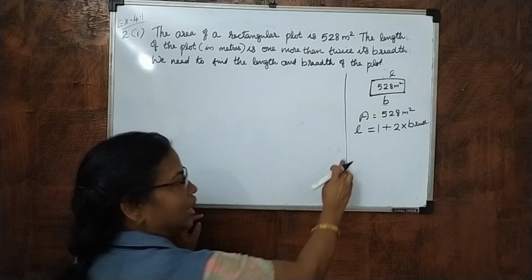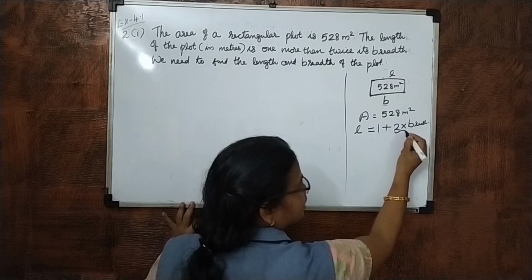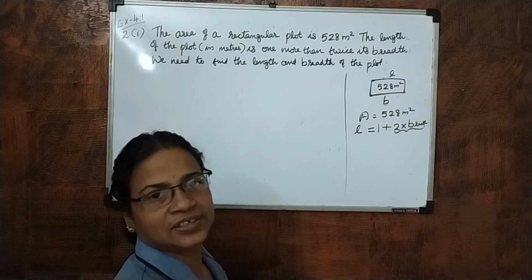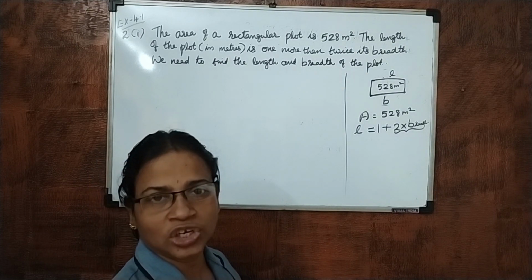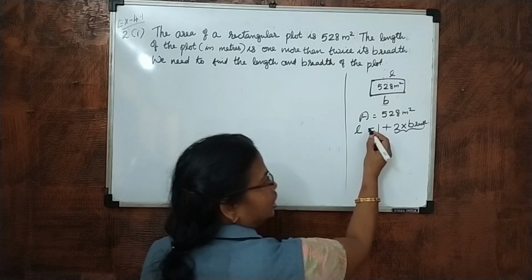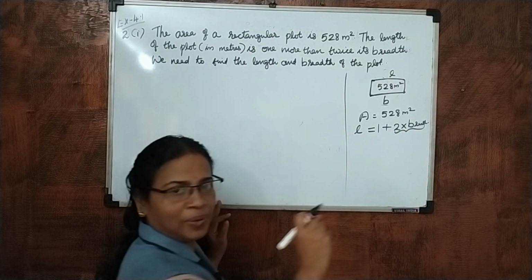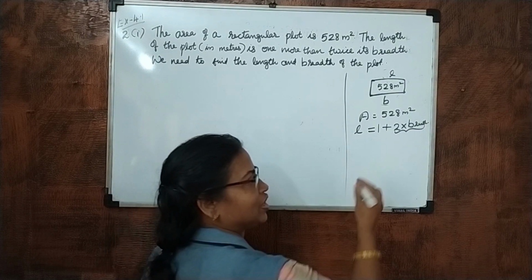Clear? So the length is 1 more than twice its breadth. Where will we put x? To the length or to the breadth? What I told you is that after the equal sign, the one you are comparing to should be x. Clear? So what can we say then?